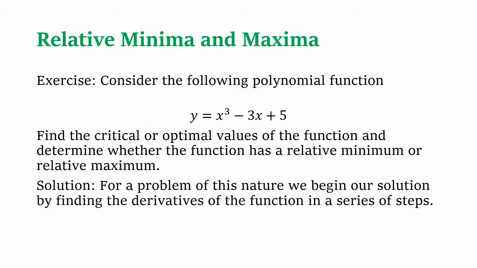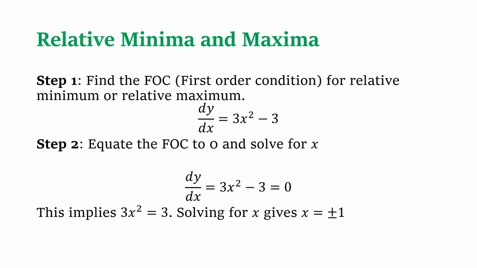Now we are required to find the critical values here. So here it is very simple to do. You just find the dy/dx and then equate that to 0. If you do that, the dy/dx is 3x squared minus 3. Equate that to 0, that's the first order condition. Then if you solve, you're going to have 3x squared equals 3. x is therefore plus or minus 1, right?